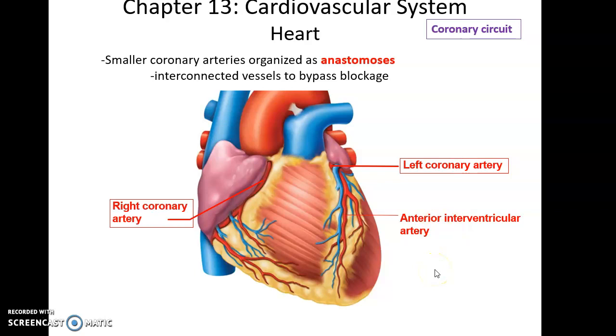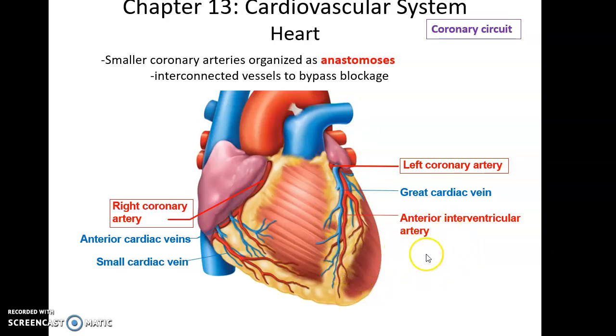Again, these are the small arteries. The anastomoses do not include the larger arteries of the coronary circuit. And then, of course, after the arteries branch into tiny capillaries, gases and nutrients are exchanged, wastes are brought into the veins, and then the veins carry the blood out and away from the heart.